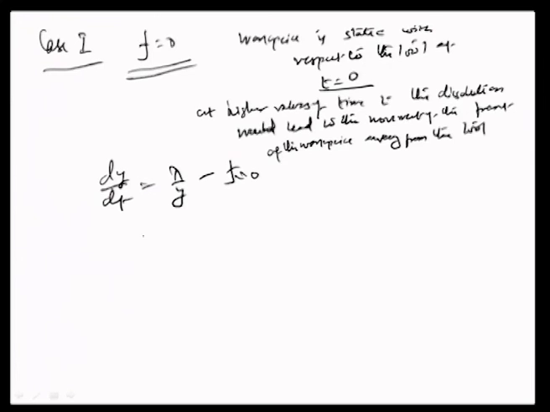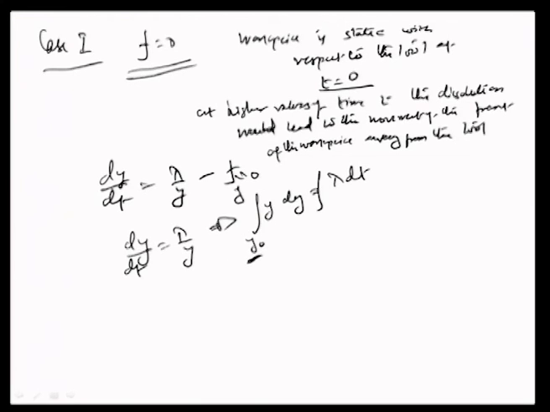So if you substitute this intended value in the equation dy by dt equals lambda by y minus f, f is 0 here, so y dy equals lambda dt. Assuming that the gap was y0 to begin with and it goes to some value y, corresponding to time instances 0 to some value t, the y squared becomes equal to y0 squared plus twice lambda t.